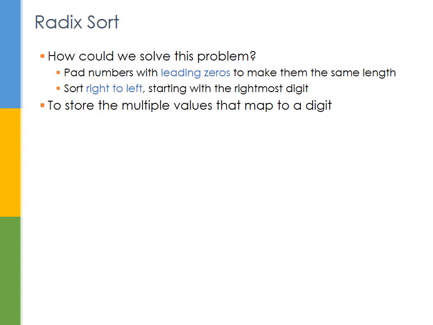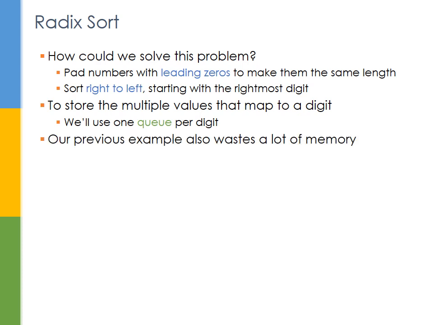Now, we also then saw that we need to store multiple values for the pile that is created for each individual digit. So we need to decide on a specific data structure that we will use for the storage of these values. So we'll use then a queue, and we'll have one queue for each digit. In other words, one queue for each pile that our sorting algorithm uses.